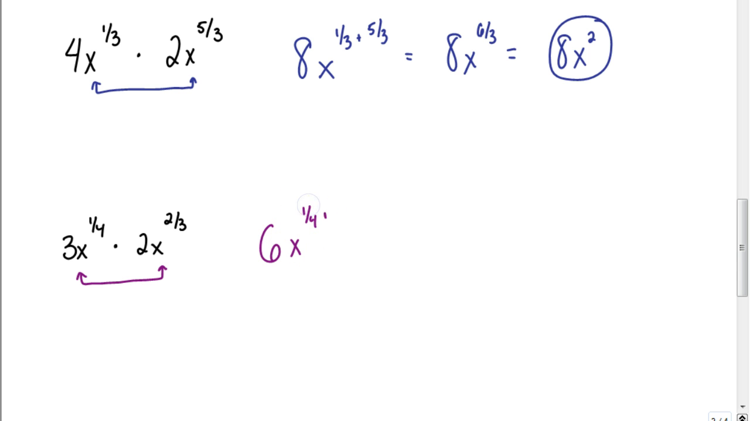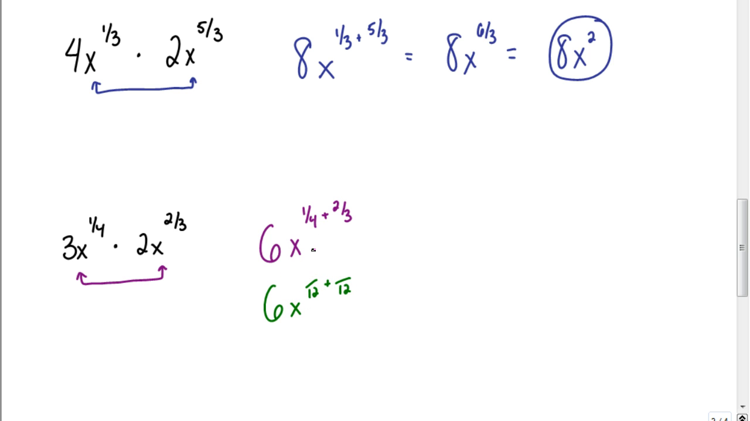So I'd have 1/4 plus 2/3. But again, I have the problem of having different denominators. So I want to change those denominators to be the same. I want to have a common denominator here. So I look to see what's the number that both 4 and 3 divide into. Well, they both divide into 12 evenly. So this will be 6x, and I'm going to change these to have a denominator of 12.